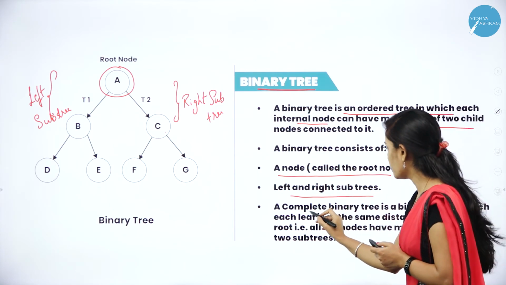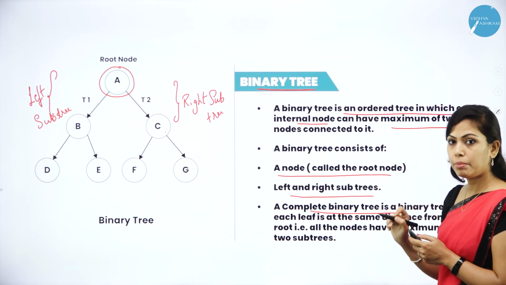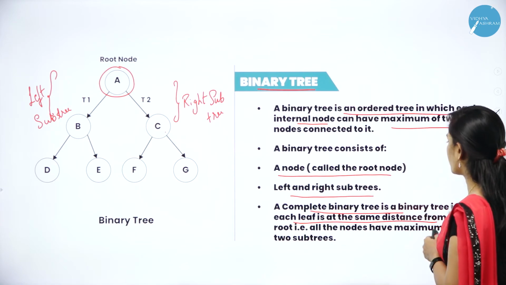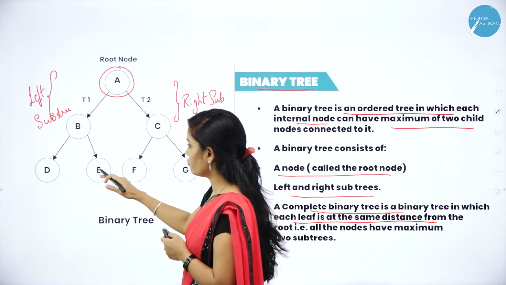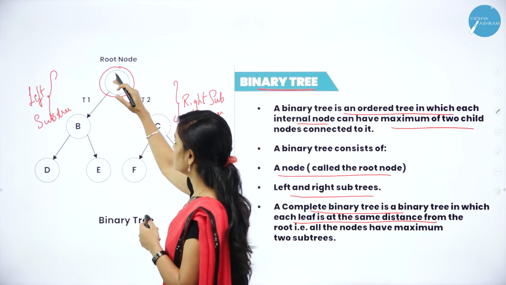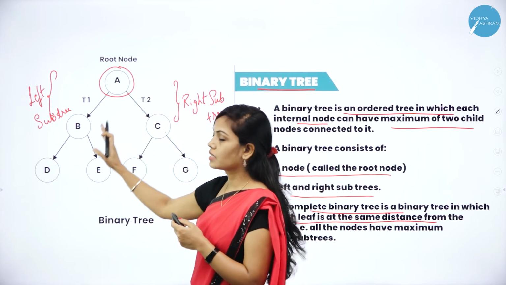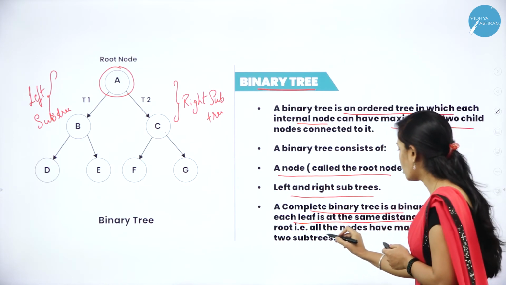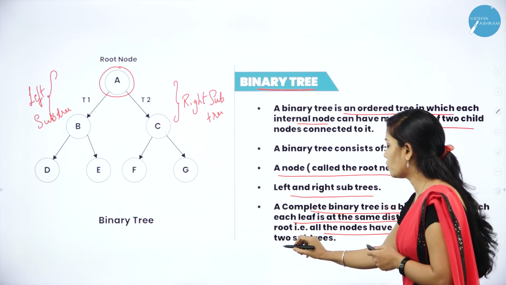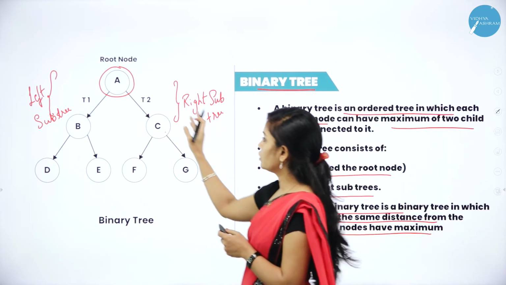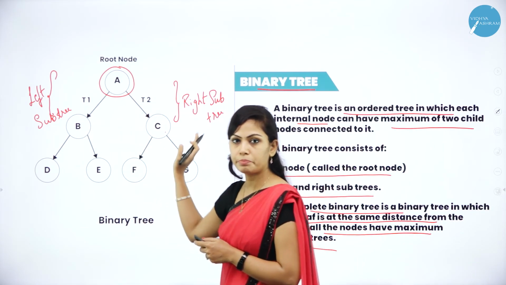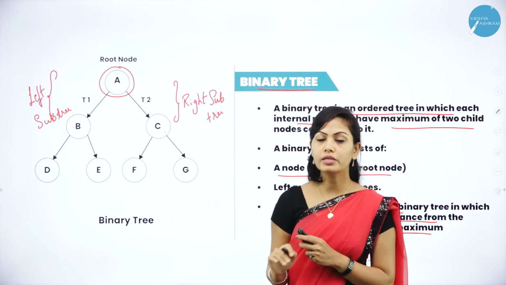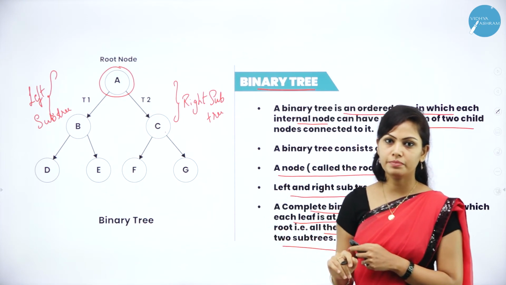And what is the meaning of complete binary tree? A complete binary tree is a binary tree in which each leaf is at the same distance from the root. And in a complete binary tree, all the nodes have a maximum of 2 subtrees. So, this is called a binary tree and a complete binary tree.